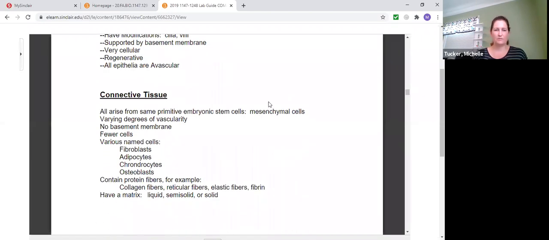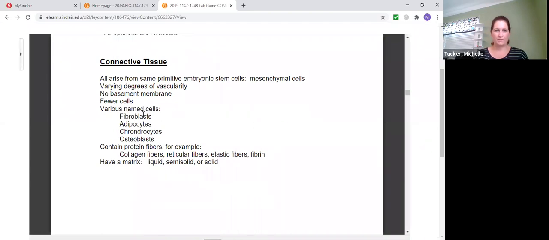These are the concepts that we're trying to emphasize: the cell types and the fiber types. You don't have to know about fibrin, we're not doing that one, but it should be collagen, reticular, and elastic.